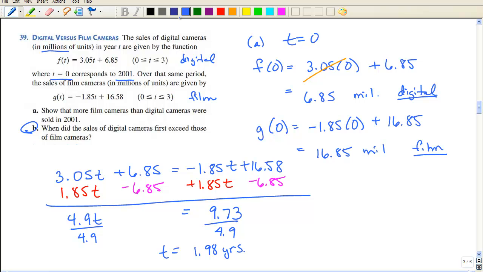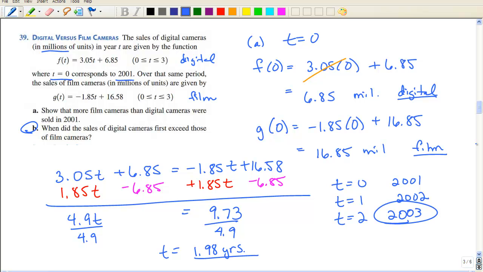All right, so that's when they're equal. So it says, when did it? So I'm going to give it a year. So let's see, if t is 0 in 2001, so 1 year would be 2002. And since this is pretty darn close to 2 years, my answer would be that the digital exceeded those of the film in the year 2003.